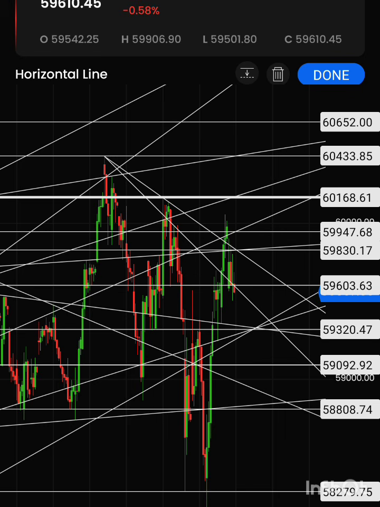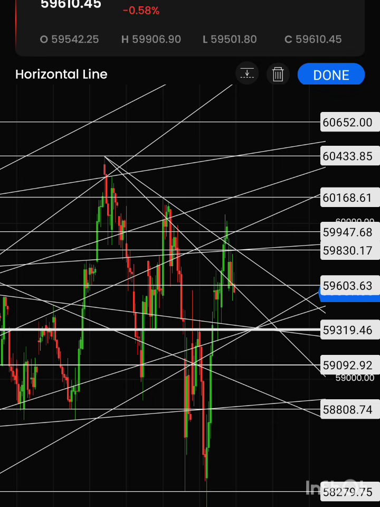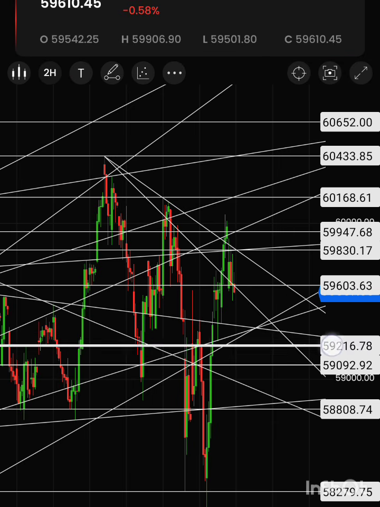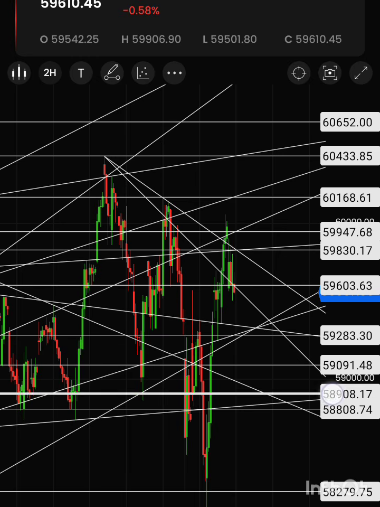60,430 and 650 plus. On the lower side, a little strong support will act around the 59,290 to 300 range, 320 range. If we do not hold this 280, then mostly we will have a downside movement towards the 59,000 and 58,930 range. So these are the levels for Bank Nifty, and I will show you some stocks.